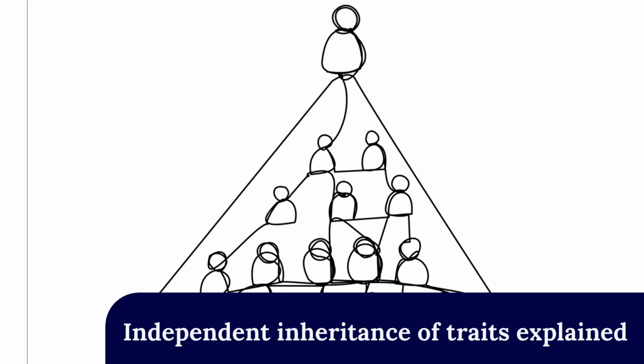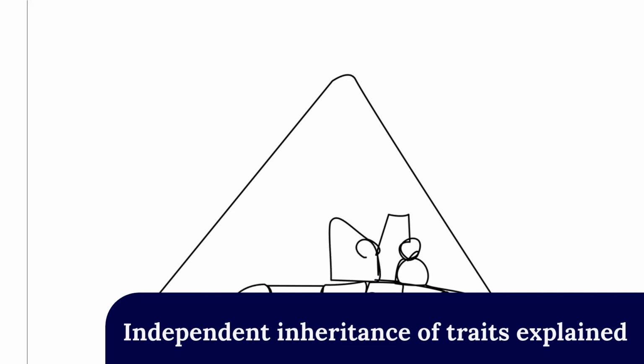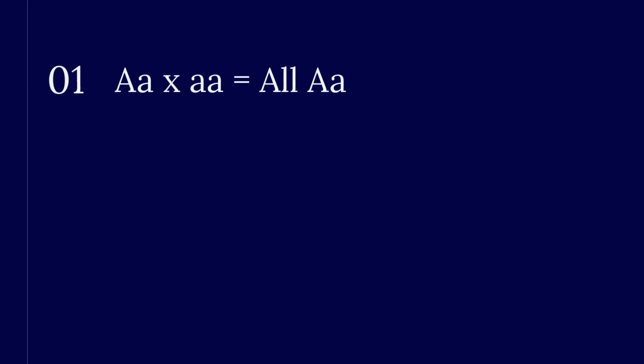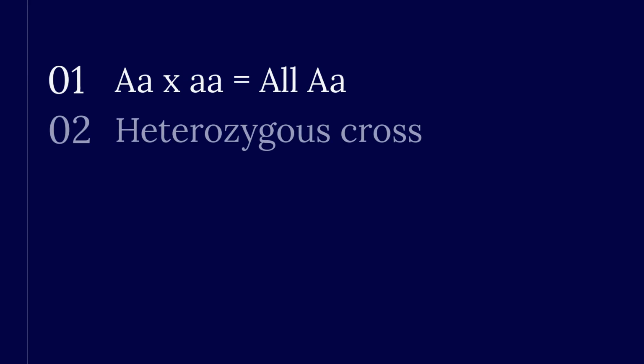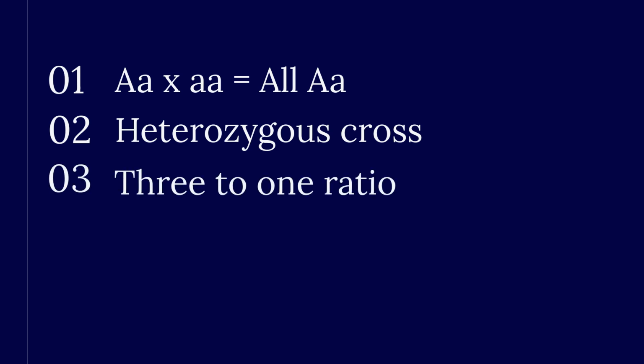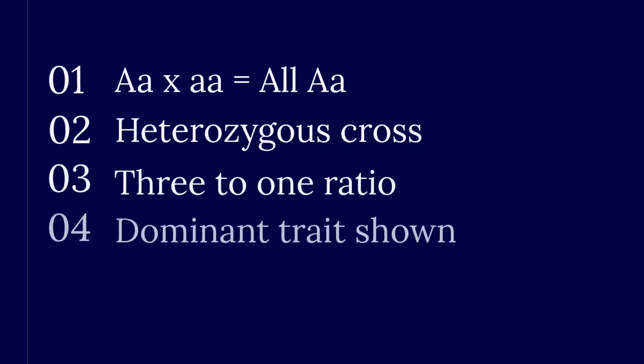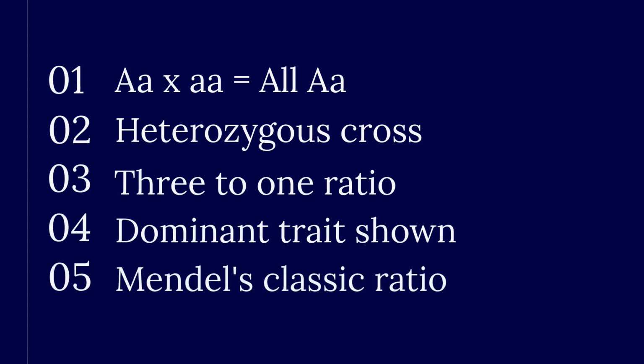A monohybrid cross examines one gene with 2 alleles. Consider a cross between AA and aa parents. The Punnett square shows all offspring as Aa. They all exhibit the dominant trait. A heterozygous cross results in a 3:1 phenotype ratio. This is Mendel's classic 3:1 ratio.